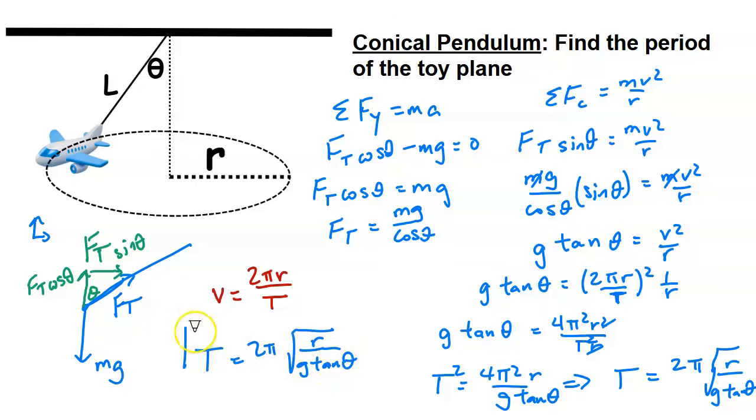Okay, so what is that telling us? That's telling us the amount of time it takes for this plane to make one complete circle. And so it's affected by how big the circle is, the radius of the circle, and also the angle. But notice one thing it does not depend on is the mass of the plane. That does not affect how long it takes for this plane to make one complete circle.